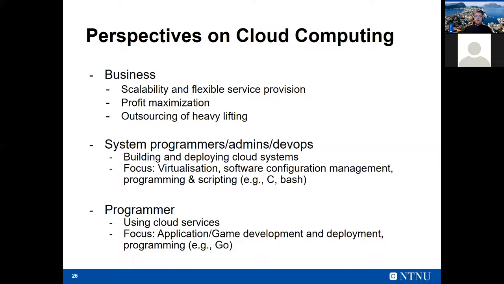But it's also important for all of you to be aware of the different perspectives, what implications those have, and how other people see it. It also helps you to identify where they're coming from, in a way, right? So which perspective they're coming from based on their view on cloud computing specifically.